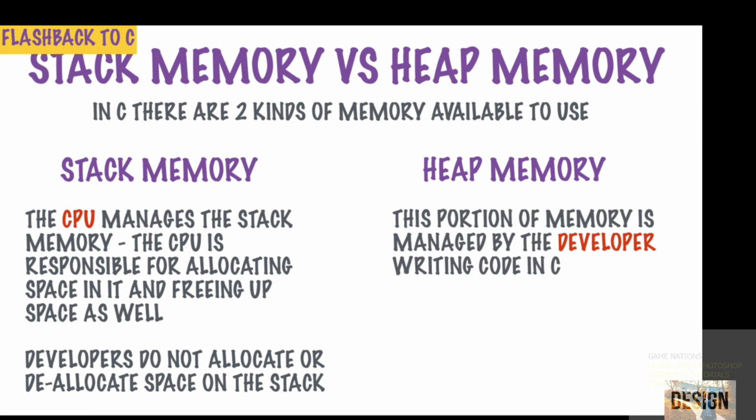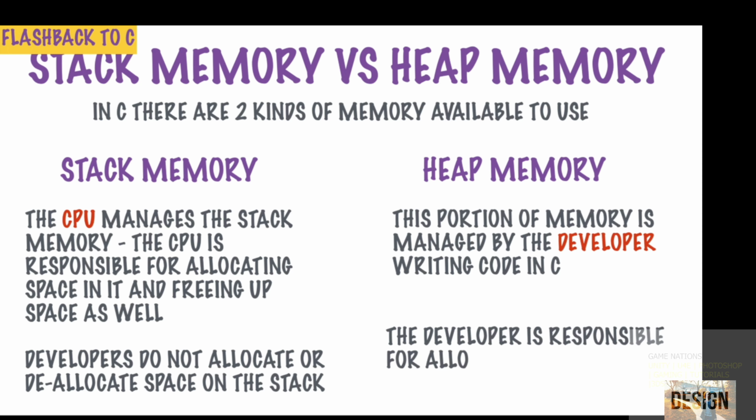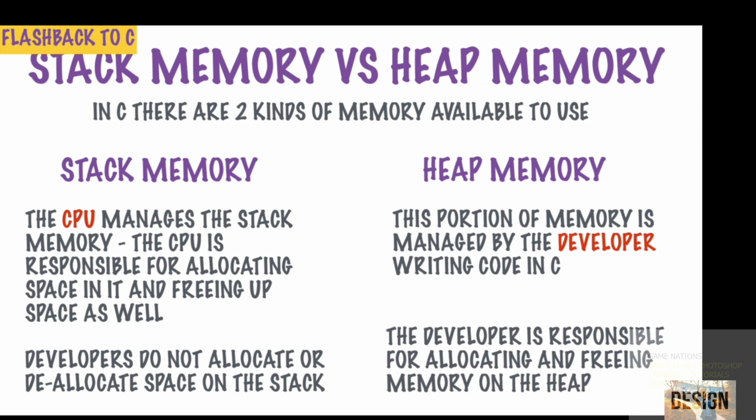When you call malloc, or any of the other memory allocating functions in C, the space that you use to allocate this memory for your pointer variable is the heap memory. This portion of memory is managed by the developer writing code in C. The developer allocates memory. The developer is also responsible for freeing up the memory in the heap.